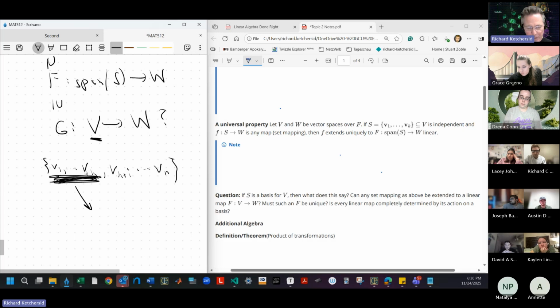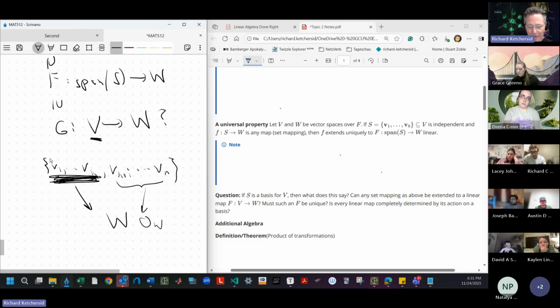And I've got my map F, which is mapping these things into W. What can I do with those things? Does it matter what I do with them based on the theorem we just had? I can map them any way I want to, right? I can map them all to 0 of W if I want, or any other vector that I want to.